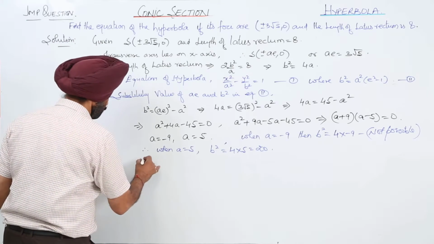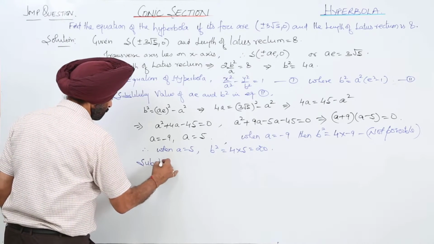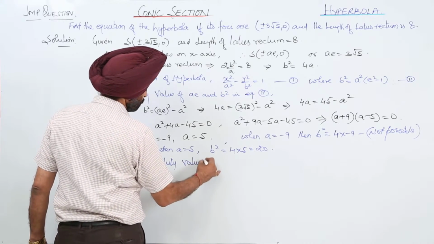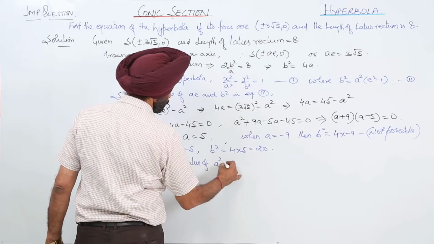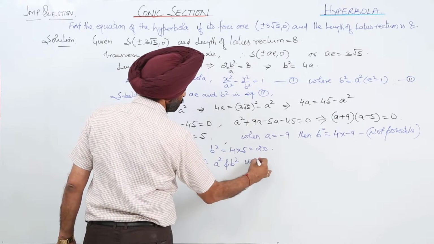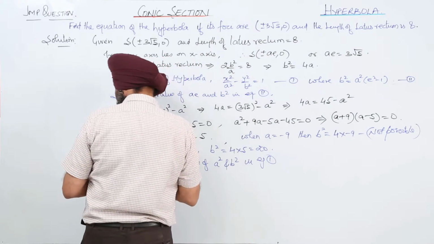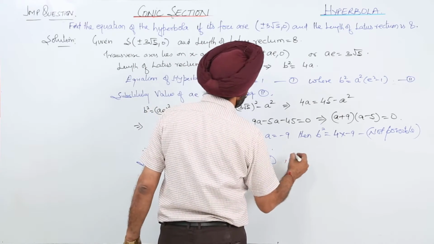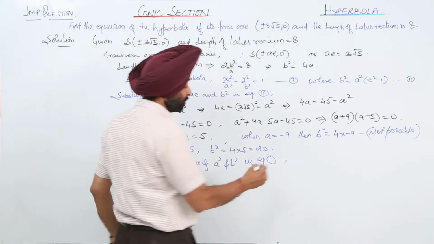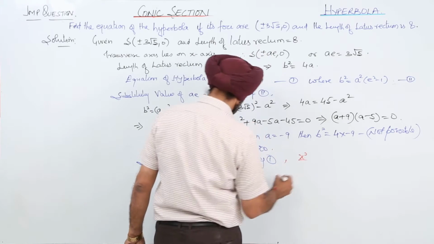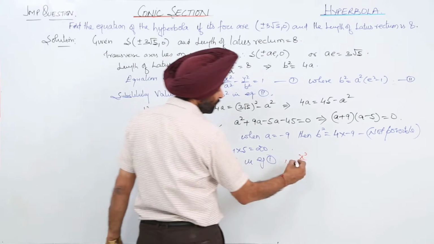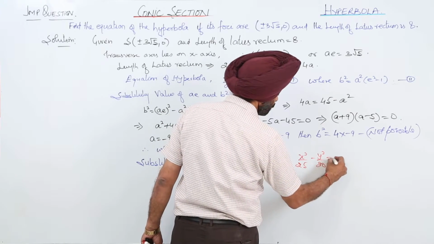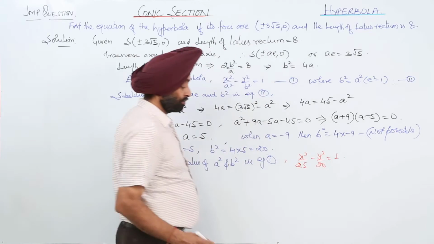Now, substituting values of a square and b square in equation 1, we are having x square upon a square. So a is 5, x square upon 25 minus y square upon 20 is equal to 1.